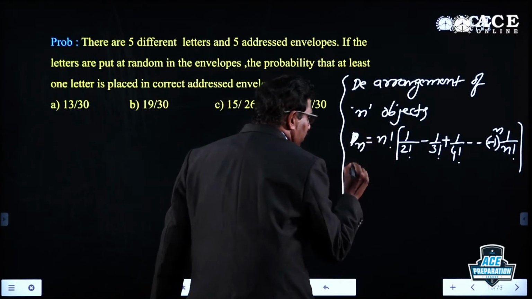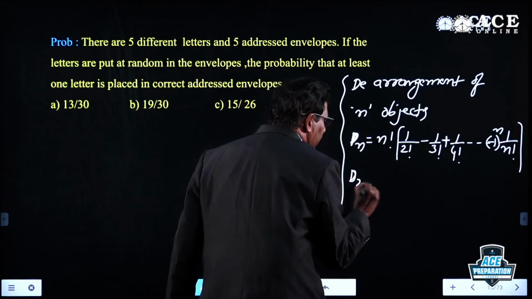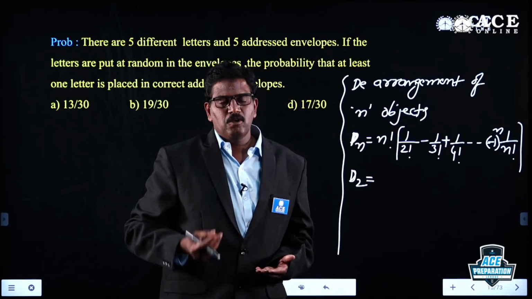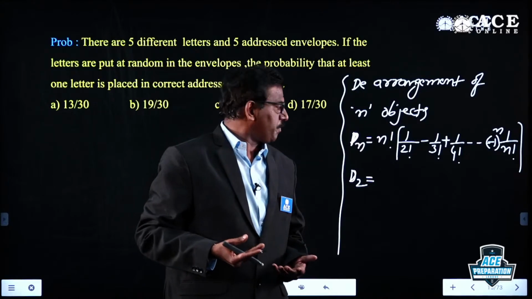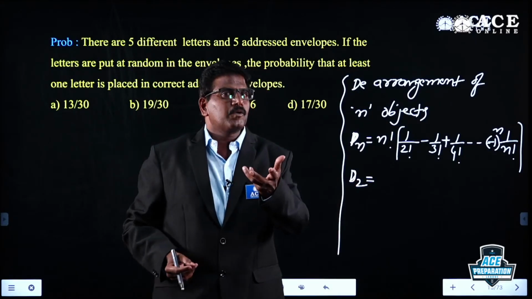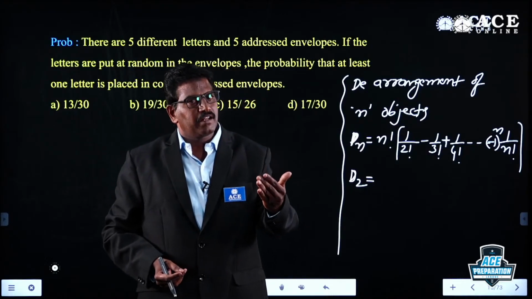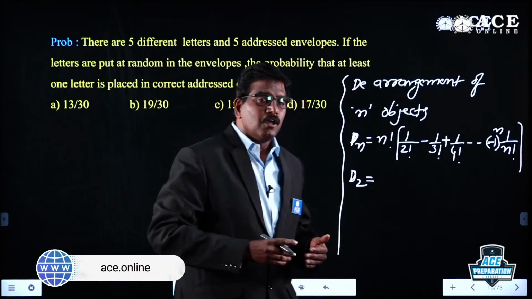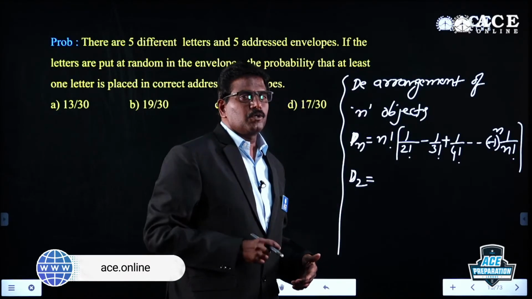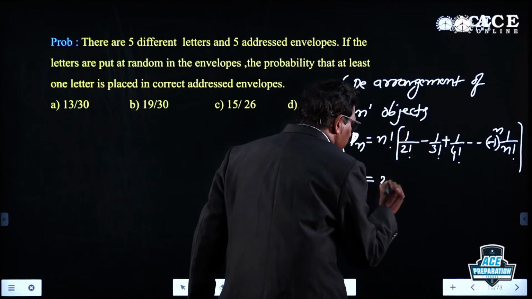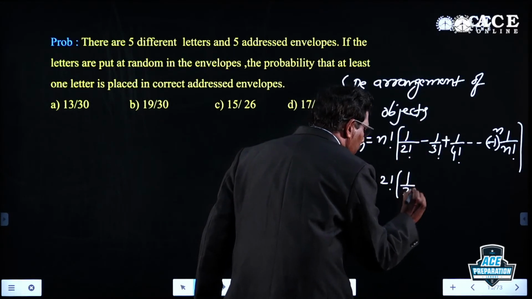Suppose you take 2. Why are we taking 2? To represent an improper arrangement, a minimum of 2 objects is required. Suppose only one letter and only one envelope is there, by default we can arrange it in the proper way only. So for dearrangements, 2 objects are required. So D2 is equal to, apply: 2 factorial into 1 by 2, you can stop here only.